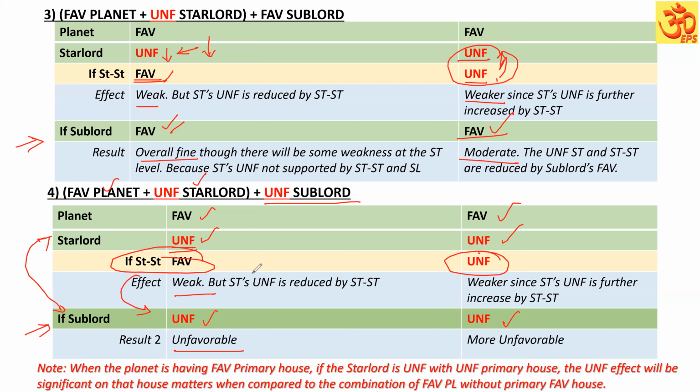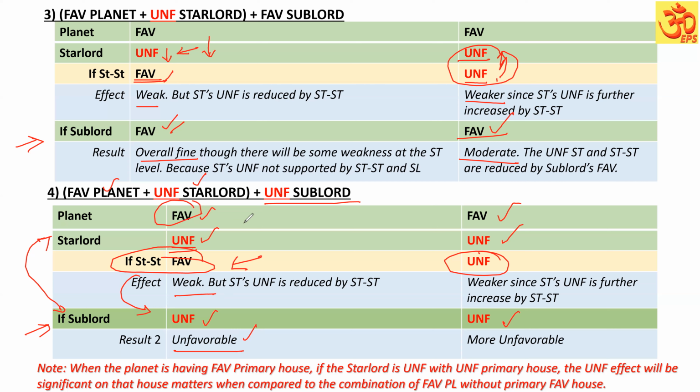Depending on the grouping, because one level at the star lord of the star lord level is supportive, reducing the unfavorable strength, it can become strongly unfavorable also, based on the grouping of the star lord and sublord, and it can be moderately unfavorable depending on the grouping of the houses. But still, the star lord and sublord are unfavorable, and the star lord of the star lord is favorable. So based on that, it is indicating unfavorable. As I said, if the star lord of the sublord is favorable, that unfavorable strength will get reduced. And suppose the star lord of the sublord is also unfavorable, it is going to be more unfavorable. I hope you have understood.